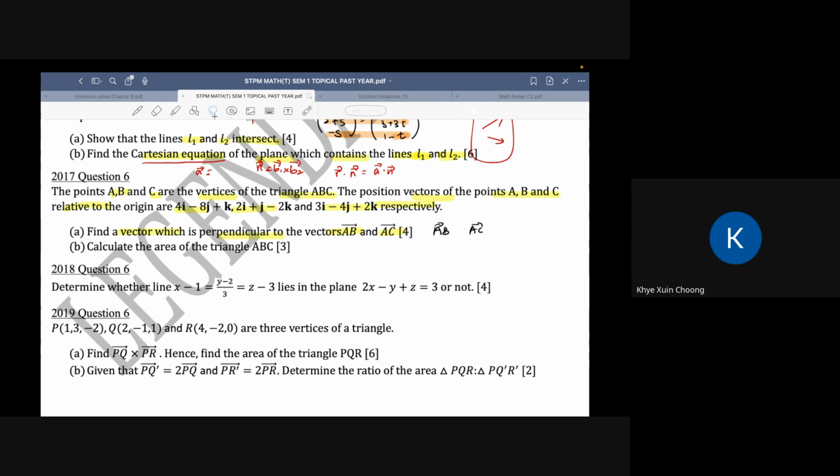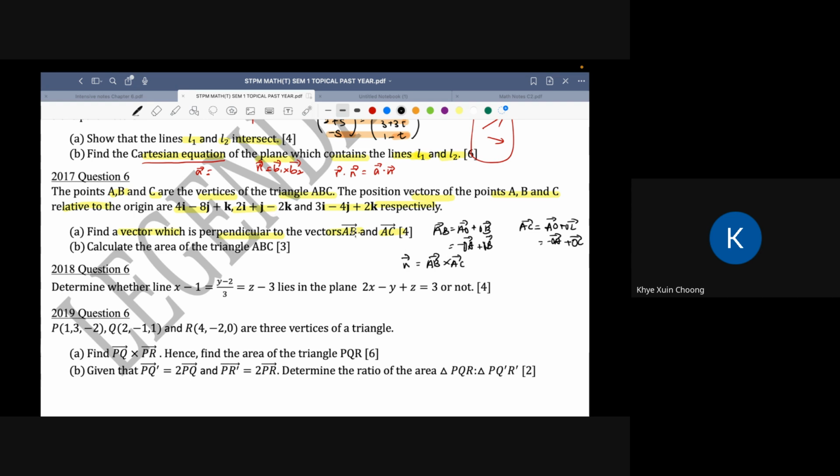So AB should be equal to AO plus OB, right? You from A move to O first, then from O move to B. We don't have AO, we have negative OA plus OB. By using this, you can find AB. AC, you can do the same thing: from A move to O first, then from O move to C, so we have negative OA plus OC. If you have AB and AC, then you use cross product to find a vector that is perpendicular to both. So the normal vector should be AB cross AC.